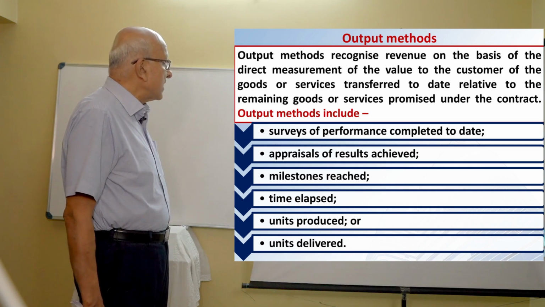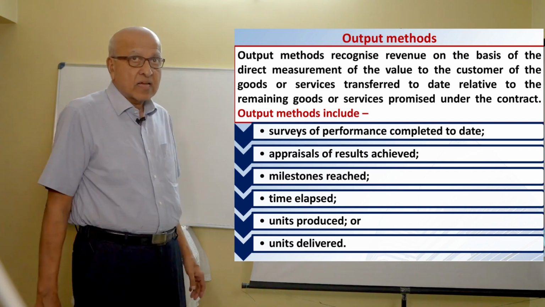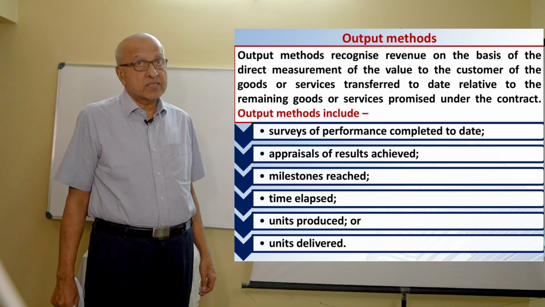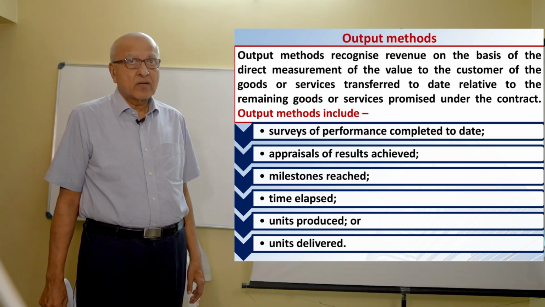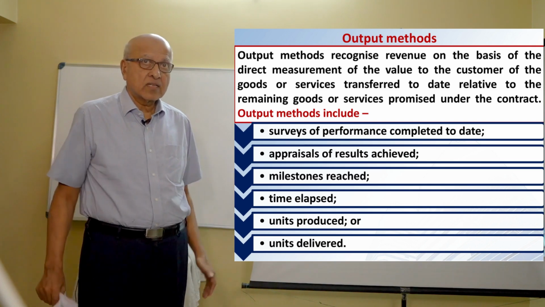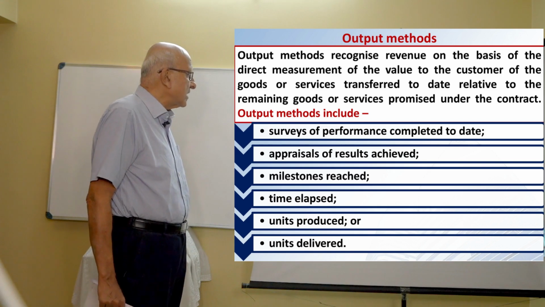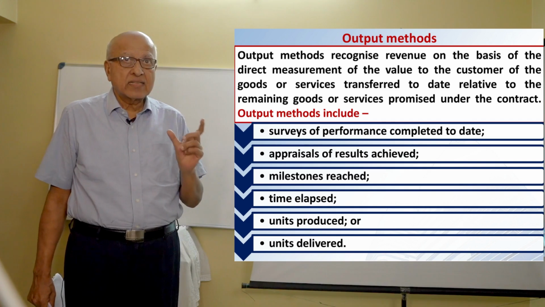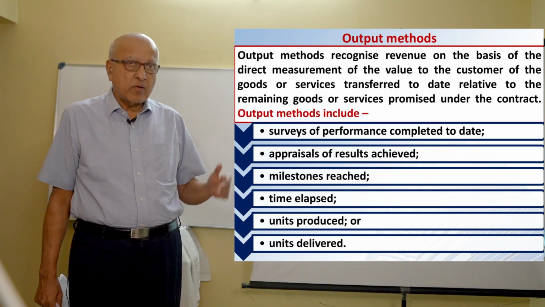Examples: surveys of performance completed to date. The customer's surveyor certifies that the work is 45% complete. That means revenue can be taken as 45% of the total transaction price. Appraisals of results achieved. What is the result that is to be achieved? To what extent has the result been achieved? What is the percentage? Revenue on that basis.